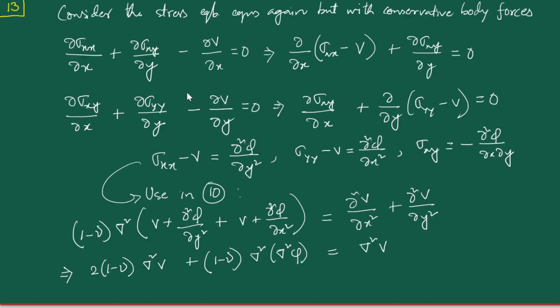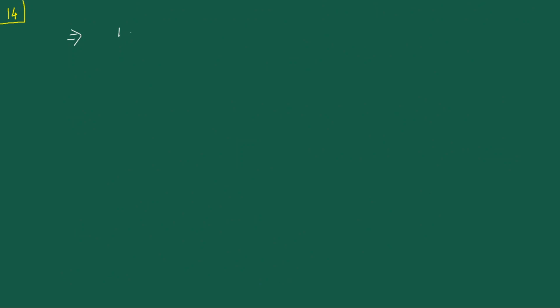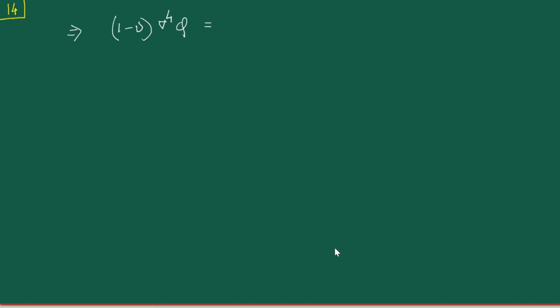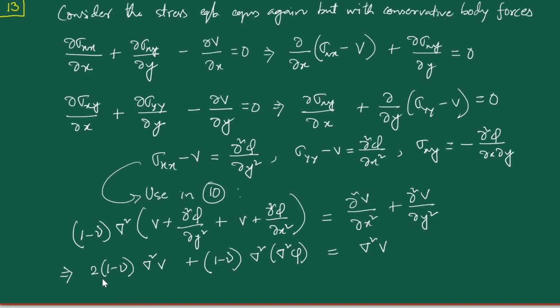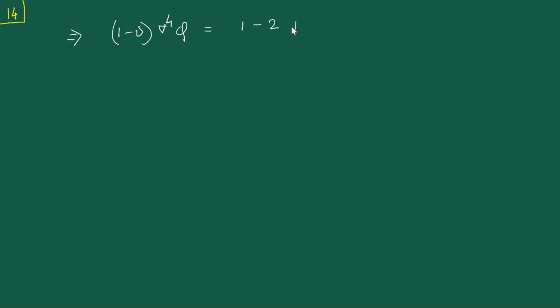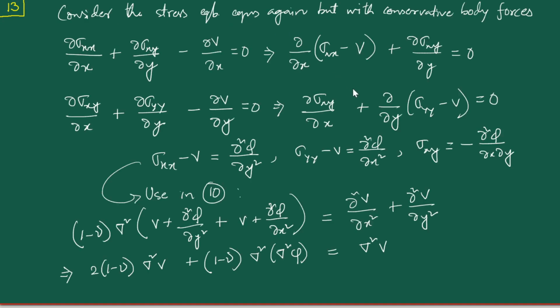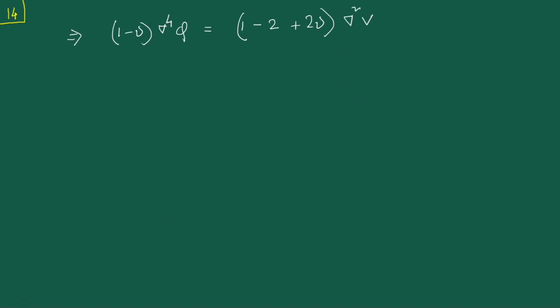This one remains as it is. This (1 − ν), we have the biharmonic operator appearing again, and this is 1 minus 2, because there is a 2 here, and this minus 2ν becomes a plus 2ν, and we have this Laplacian of V. So what we have basically is ∂⁴φ equal to minus (1 − 2ν)/(1 − ν) ∇²V.